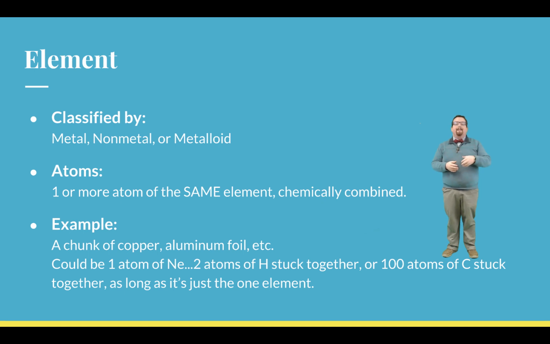So we talked about elements. There's 3 ways to classify an element, which you've learned before. We have metals, nonmetals, and metalloids. Again, an element could be one atom of an element, or it could be more than one atom as long as they're stuck together. Some examples would be a chunk of copper, that's considered an element, or a sheet of aluminum foil, or a single atom of neon, 2 atoms of hydrogen stuck together, or 100 carbon atoms that are stuck together. As long as we only have one type of atom, or one type of element in our molecule.